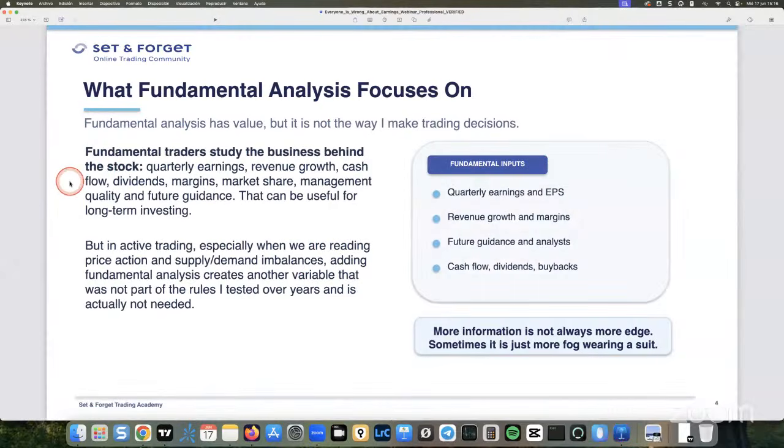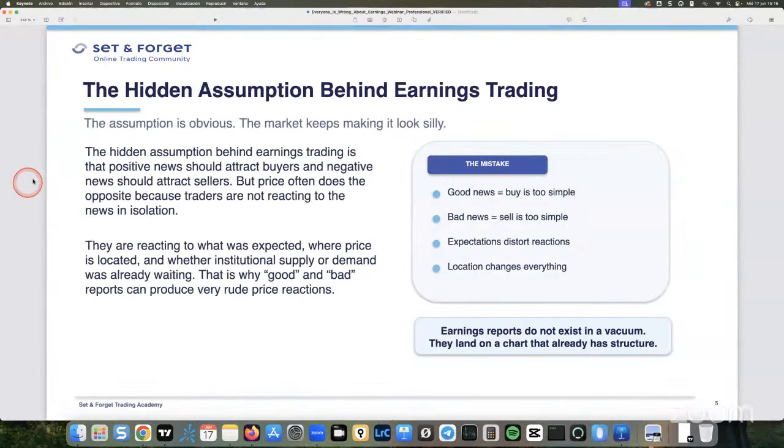So if we take a look at the next slide, it's that most traders assume, okay, it's like a hidden assumption behind earnings and trading. So the assumption is obvious. The market keeps making it look silly, okay? So the hidden assumption behind earnings trading is that positive news should attract buyers and negative news should attract sellers. That's quite simple, isn't it?